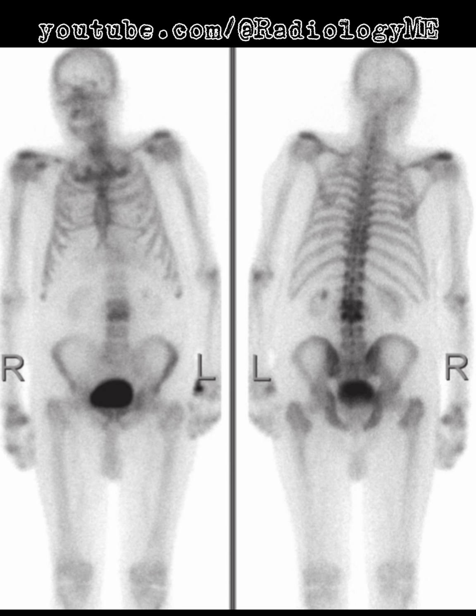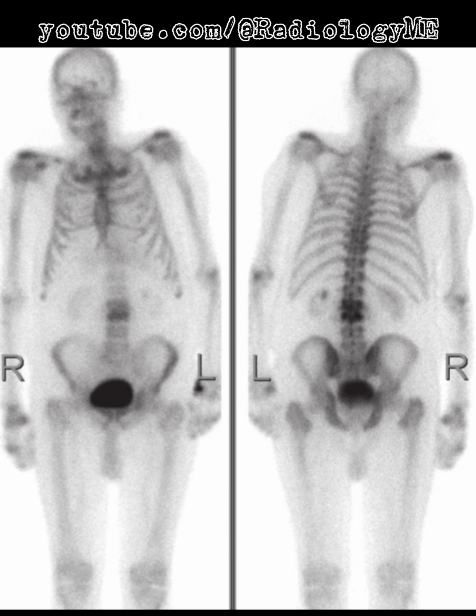Here we've got two anterior and posterior views from a radionuclide bone scan. The most striking abnormality is this increased tracer uptake in the L3 vertebra, and to a lesser degree in L2. The rest of the axial skeleton looks normal, which suggests we're not dealing with widespread systemic disease here.